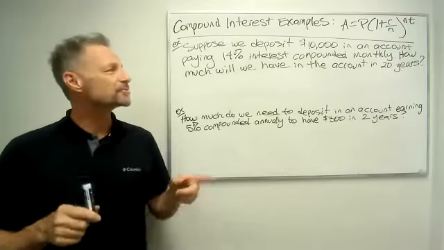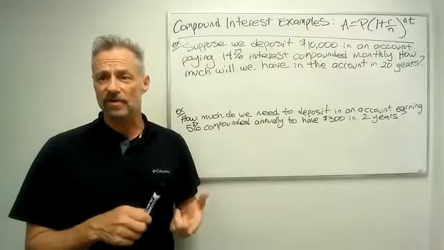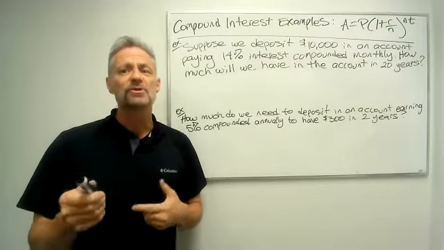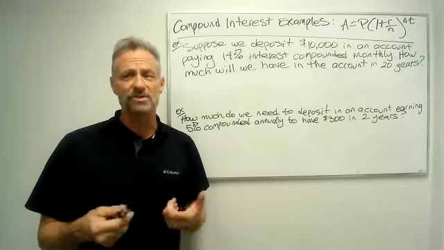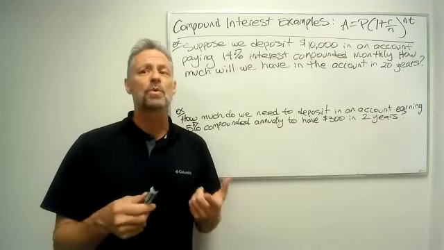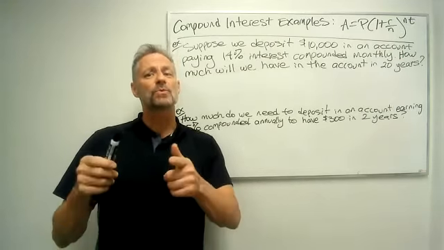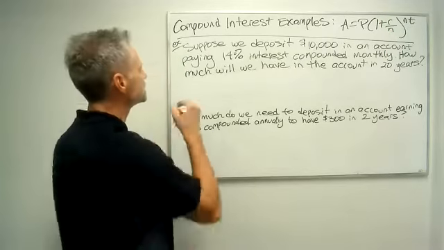So we're using the compound interest formula, A equals P times (1 plus R over N) to the NT power. Now, first problem: suppose we deposit $10,000 into an account paying 14% interest compounded monthly. How much will we have in the account in 20 years? So we want to know how much we will end up with. So we're looking for A, the amount at the end.